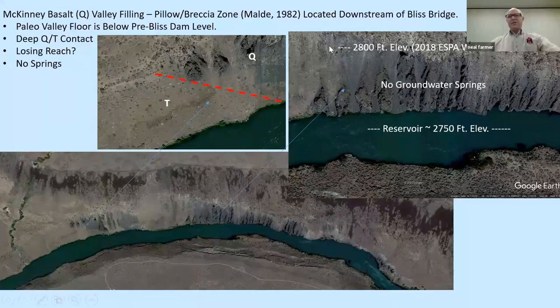And there's springs here because this is probably a losing section of the river, and the reservoir and river is probably actually leaking into, and this is Maldi's theory also, this brecciated material into the groundwater system. This is just downstream from Bliss.